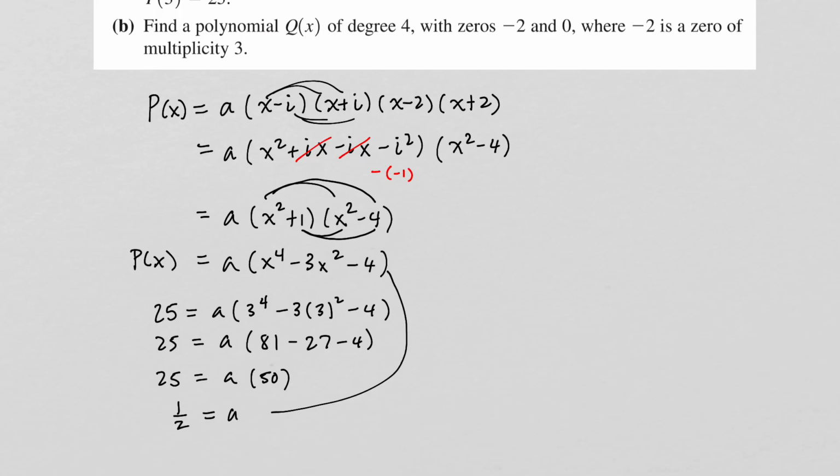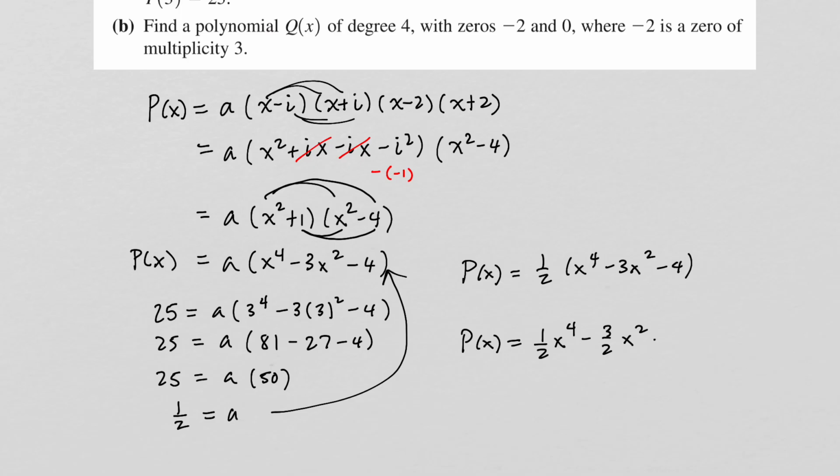Now if we plug 1/2 back into here, we know that p of x is 1/2 times x to the 4th minus 3x squared minus 4. And if we distribute the 1/2, we end up with 1/2 x to the 4th minus 3/2 x squared minus 2. And so this is the answer to part A.